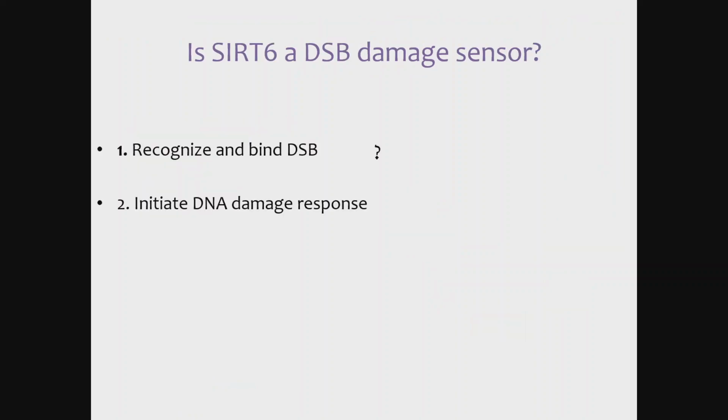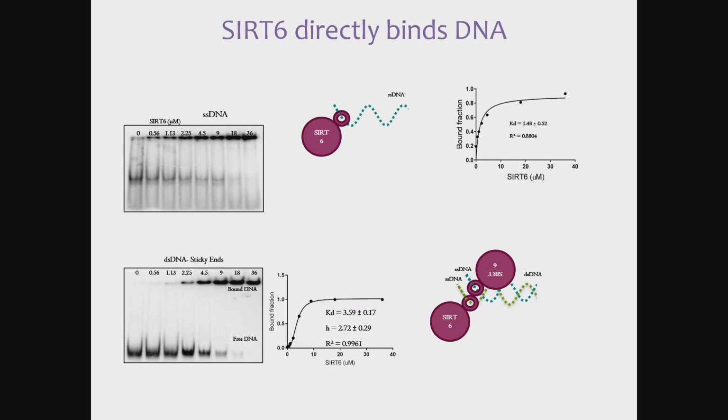So we thought, okay, maybe SIR6 is a double-strand break sensor. And that's why also the phenotype is so strong, and also all the repair mechanism is impaired. And to be a sensor, it has to recognize and bind double-strand breaks and initiate the DNA damage response. So what we did, first of all, we measured DNA binding. And we measured by EMSA.